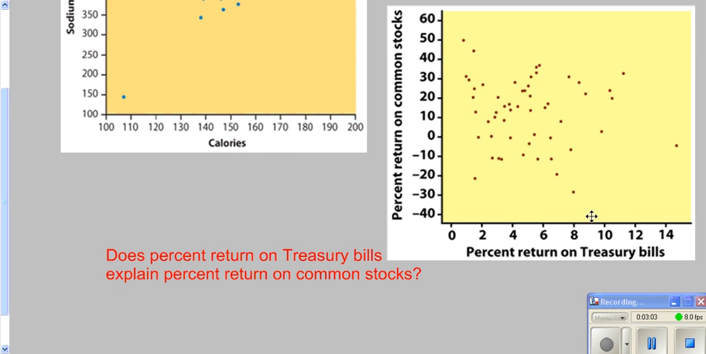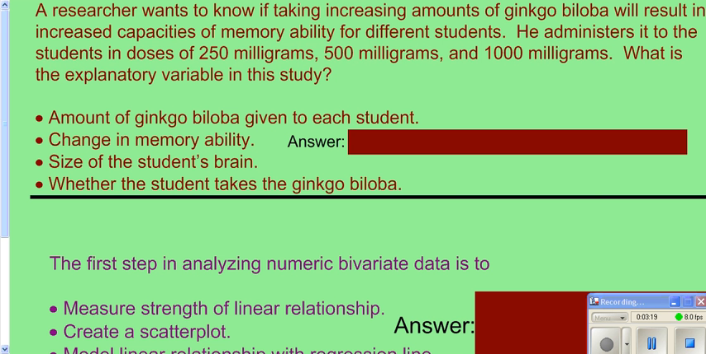Here's a graph of the relationship between treasury bills and common stocks and their returns. Does one determine the other? Not necessarily. And so here's another example where an explanatory and response is not necessarily clear.